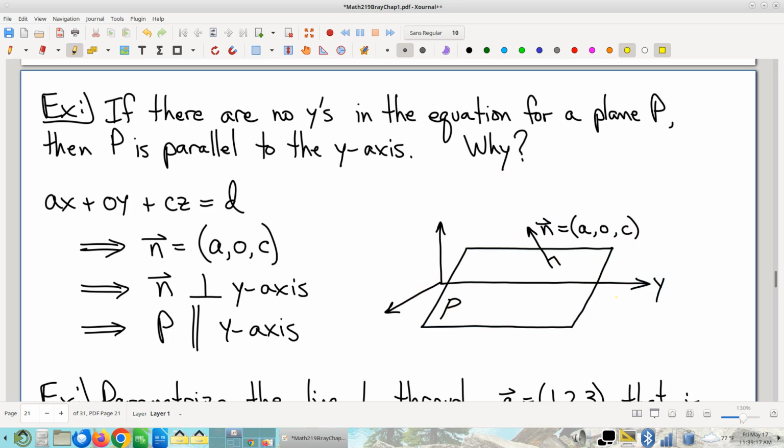Cool. So, by the way, there are 2 other very, very analogous theorems. One for when there's no x's in your equation. One for when there's no z's in your equation. Think them through. Draw the corresponding pictures. Think through the argument. Make sure that you can derive and remember those 2 results as well.